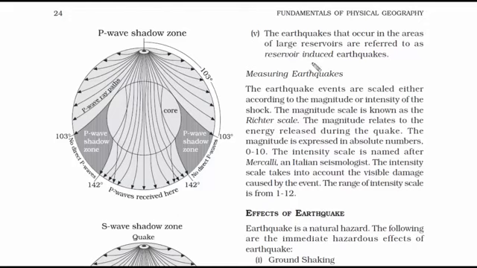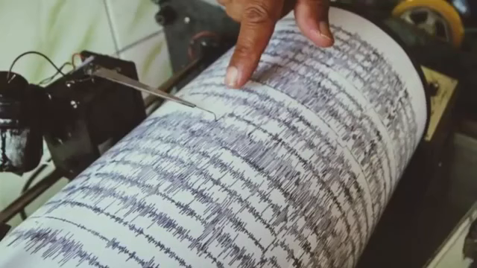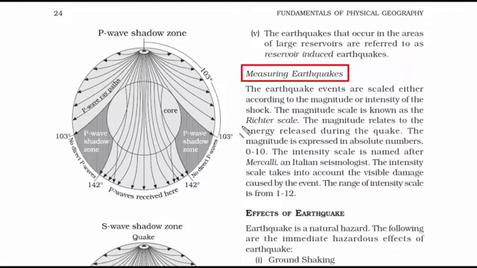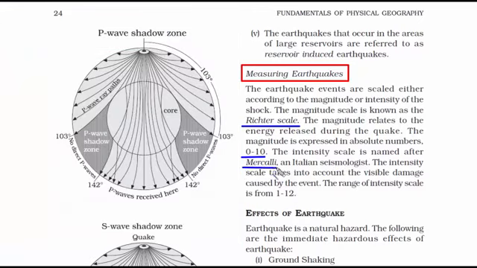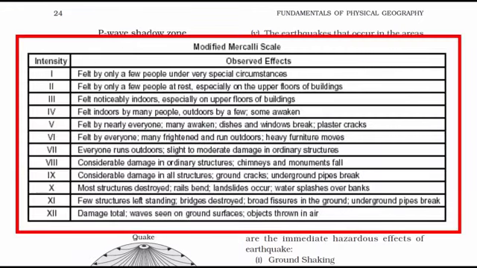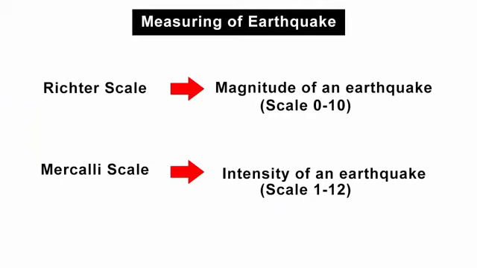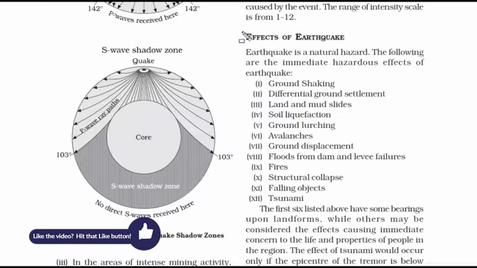The next topic that we are going to talk about is measuring earthquakes. A seismograph is used to detect the vibration caused by an earthquake. The strength or magnitude of an earthquake is measured using the Richter scale on an intensity scale of 0 to 10, 10 being the highest. The intensity of the earthquake is determined by a Mercalli scale, which ranges from 1 to 12. So Richter scale determines the magnitude of the earthquake, and Mercalli scale determines the intensity of the earthquake. Remember that.